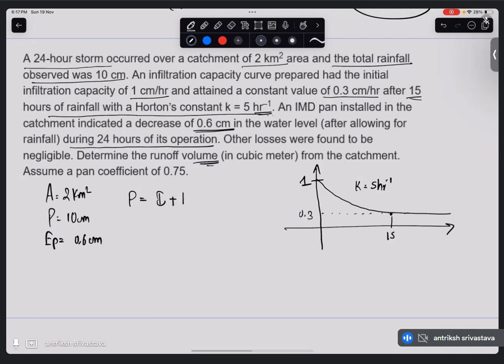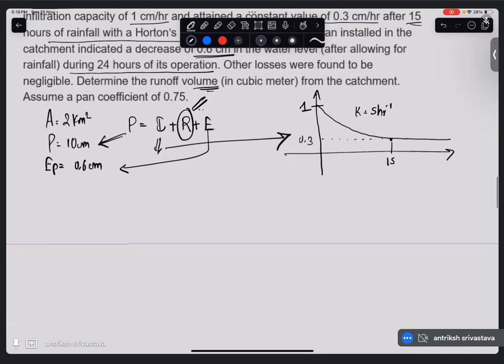Second is your runoff. Third is your evaporation. We can get the infiltration from this. We can get the evaporation from the pan evaporation. We are given the total precipitation. We can calculate the runoff. Okay, so let's do that.